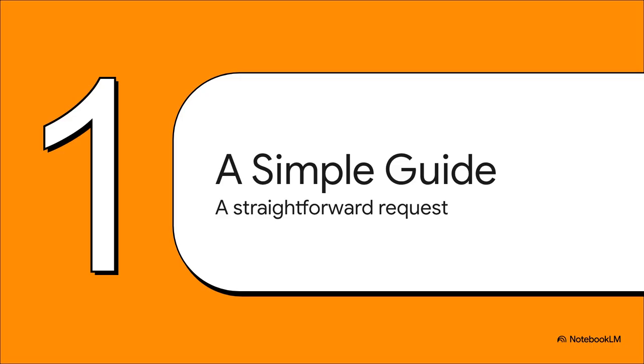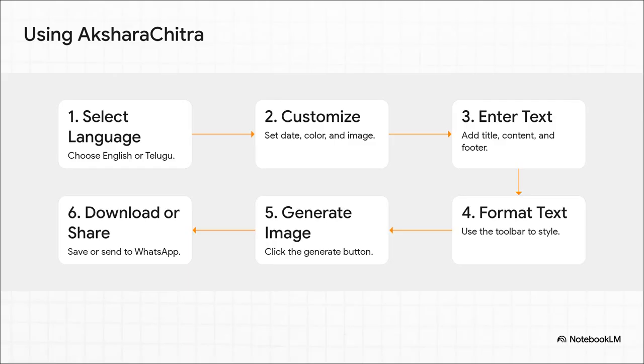We needed to create a how-to guide for this neat little app called AksharaChitra. And on the surface, the process looks pretty straightforward. You pick your language, English or Telugu, customize it with a date, a color, an image, you type in your text, format it, and boom, you generate an image you can download or share. Nothing complicated here, right? Well, that's where things get interesting.